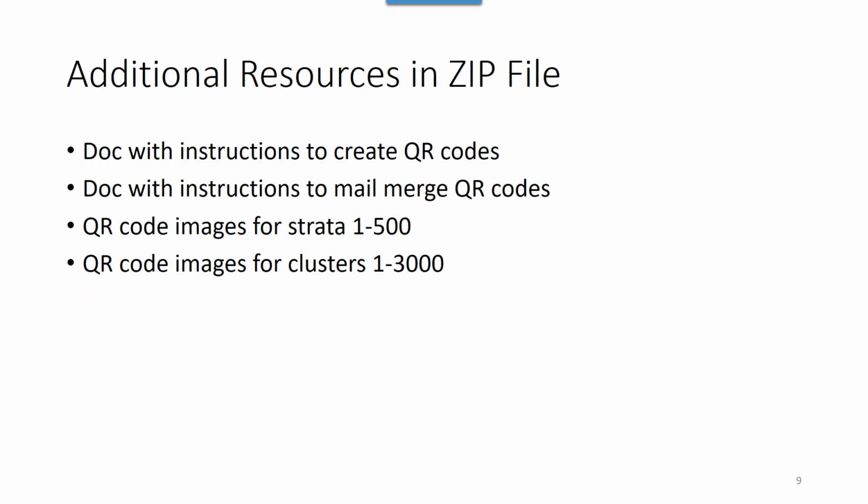As I mentioned earlier, there are some additional resources in the zip file. We've given you a document with instructions to create your own QR codes and how to mail merge the QR codes onto cover sheets like the one you saw before. And we've also provided images, 500 images that say Stratum 1, Stratum 2, etc., all the way up to Stratum 500, and 3,000 images that say Cluster 1, Cluster 2, all the way up to Cluster 3,000. So go ahead and have a look at the resources in that zip file.